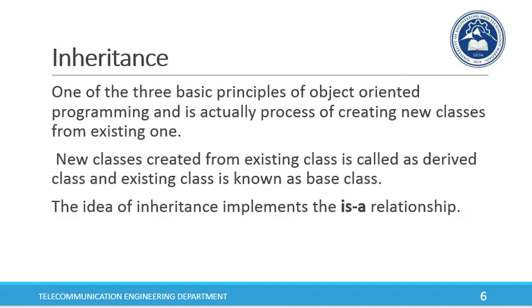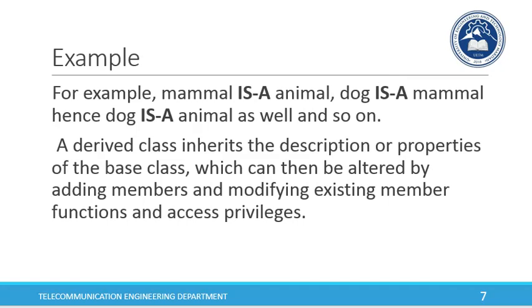So in this, the base class is just like father or grandfather and the derived class is its kids or a sister. So the idea of inheritance is implemented in an is-a relationship. There is a relationship by which we will explain the main concept of inheritance. So for example, a mammal is an animal. Mammal is an animal. Dog is a mammal. Hence dog is an animal as well, and so on.